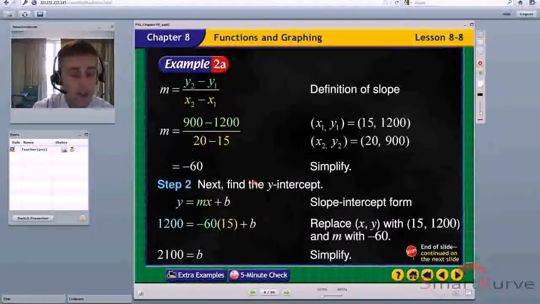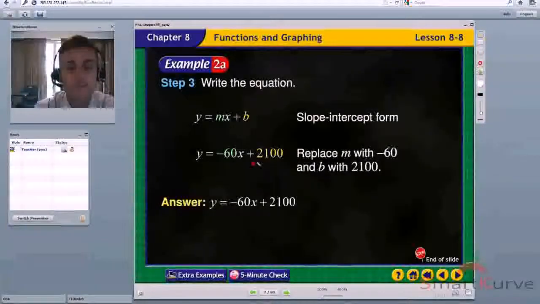Next, find the y-intercept. We know that y equals mx plus b. Y is 1200. M is negative 60, the slope. X is 15, so we need to find b. Substitute that out, and we have 2100 for b. Now we write the equation. Y equals negative 60x plus 2100. That is the answer.